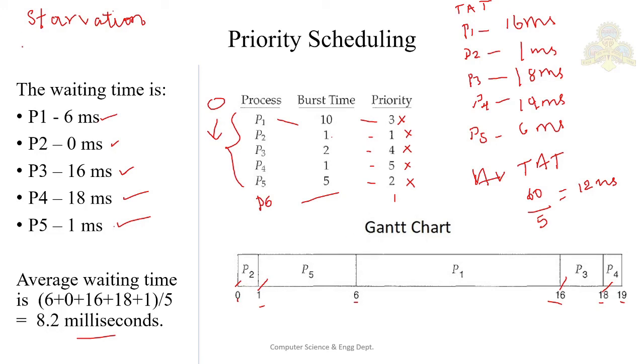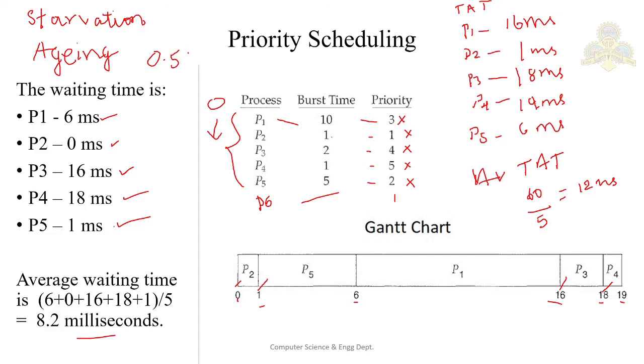So how can we prevent this starvation? We have a technique called aging. So what do we mean by aging? In the aging technique, we keep increasing the priority of low priority processes based on their waiting time. Say, for example, we decide the aging factor to be 0.5 for each day of waiting.